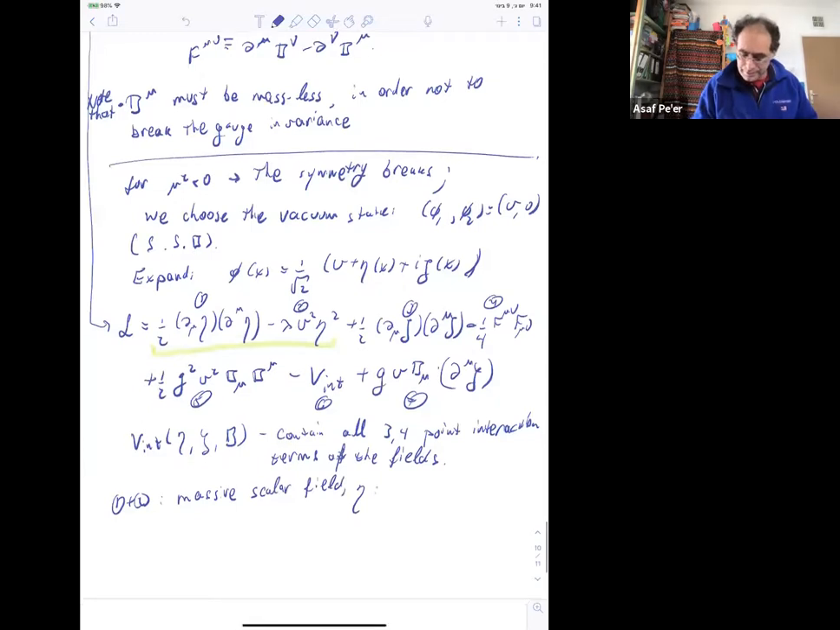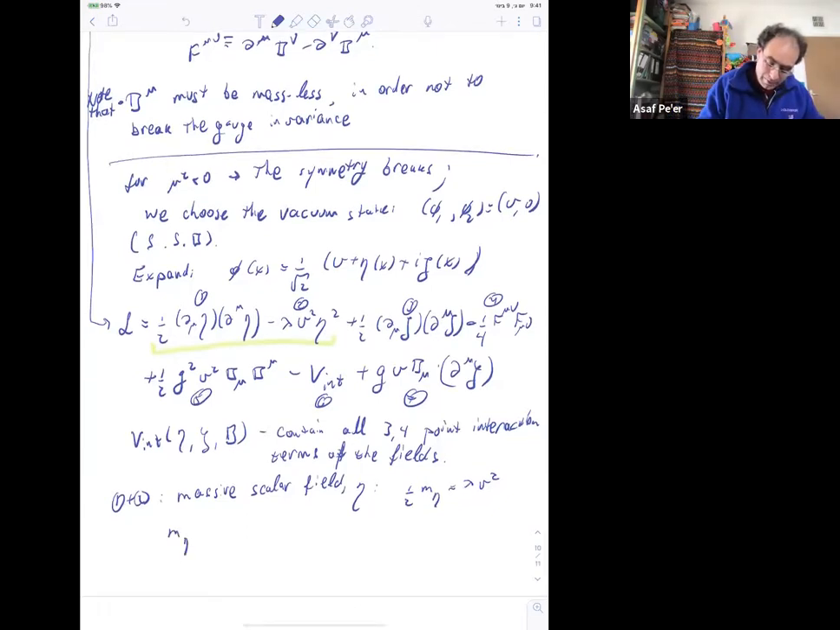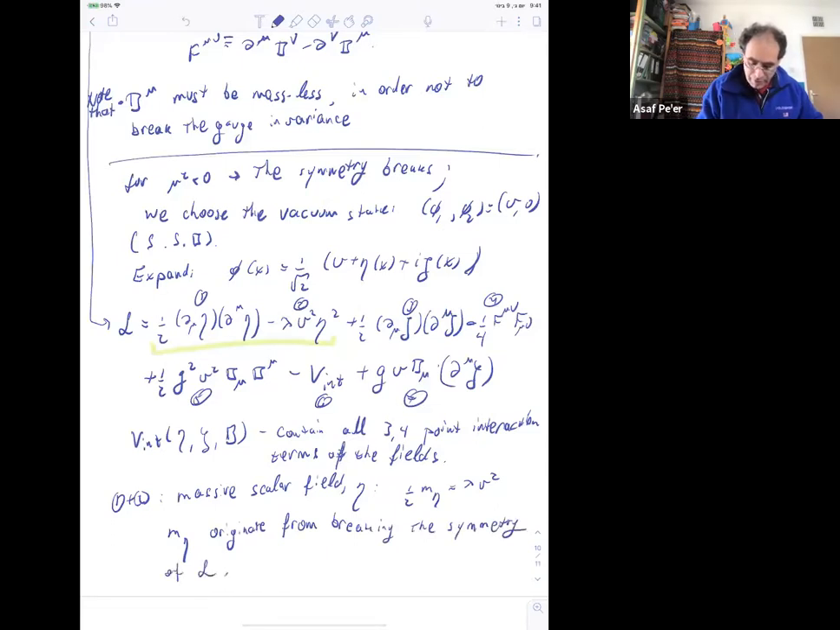The mass, 1/2 m_eta squared, is just lambda v squared. Again, similarly to what we had previously, the mass of the field eta came from the breaking of the symmetry of the Lagrangian. M_eta originated from breaking the symmetry of the Lagrangian L.